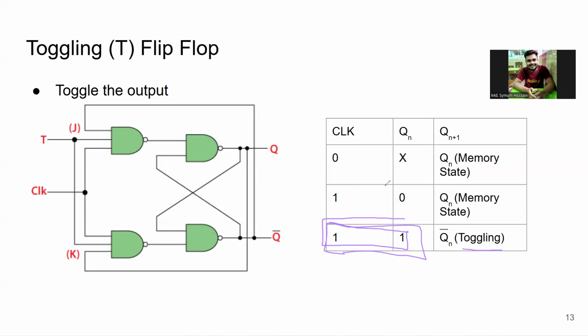So if we input 0, it will work as a memory state. If we input 1 and clock 1, it will work as a toggle. And as you can see, T is joined here for J and K both. And this is the final state, and this was the last state.